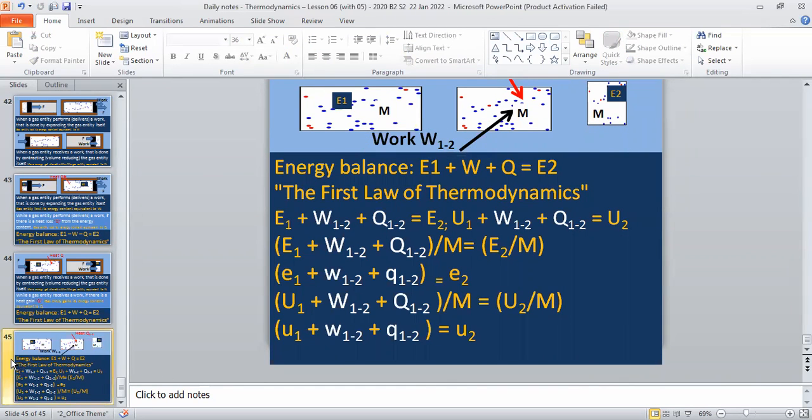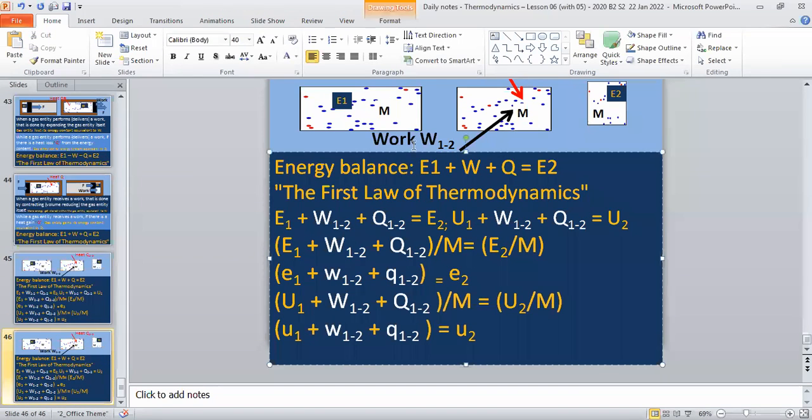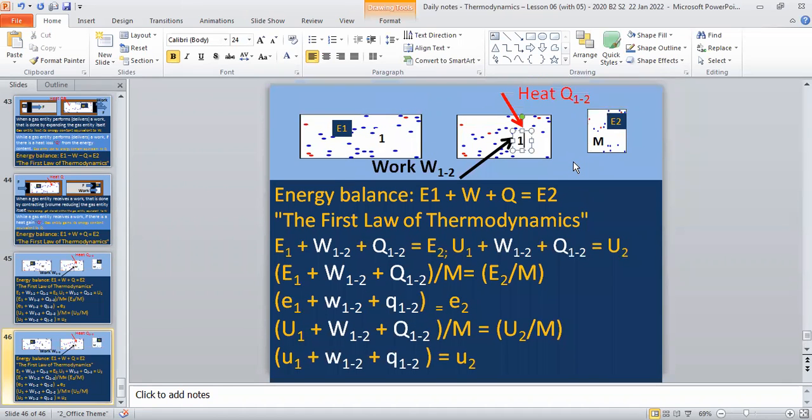Okay. And if I take, say, if you have 1 kg here, 1 mass. One mass, the first law. This is E, small w, small q, small a. Okay. E1 plus W plus Q is E2.